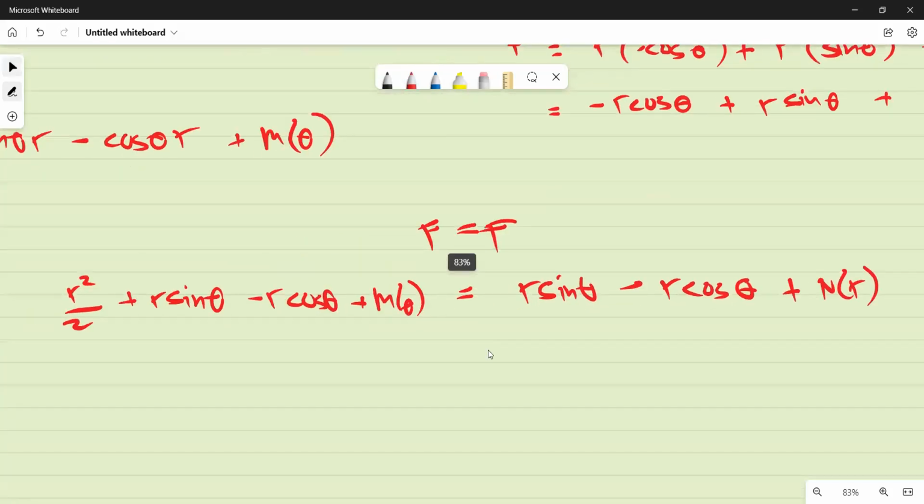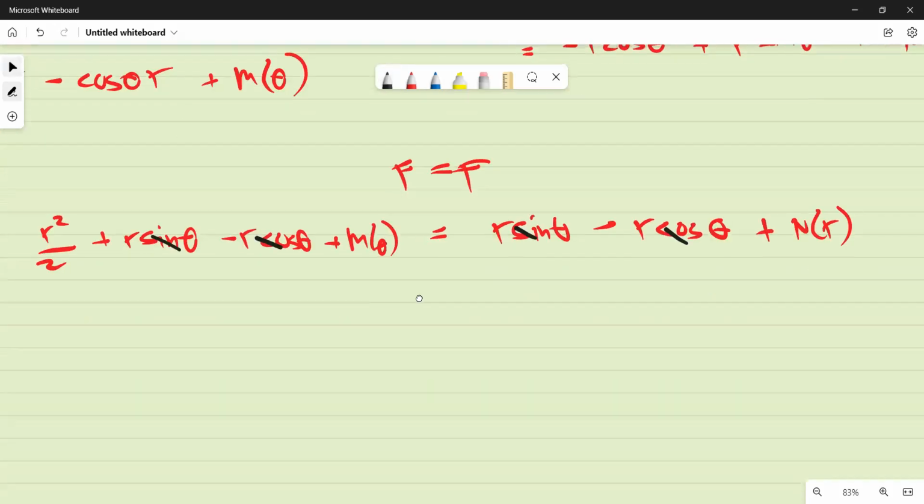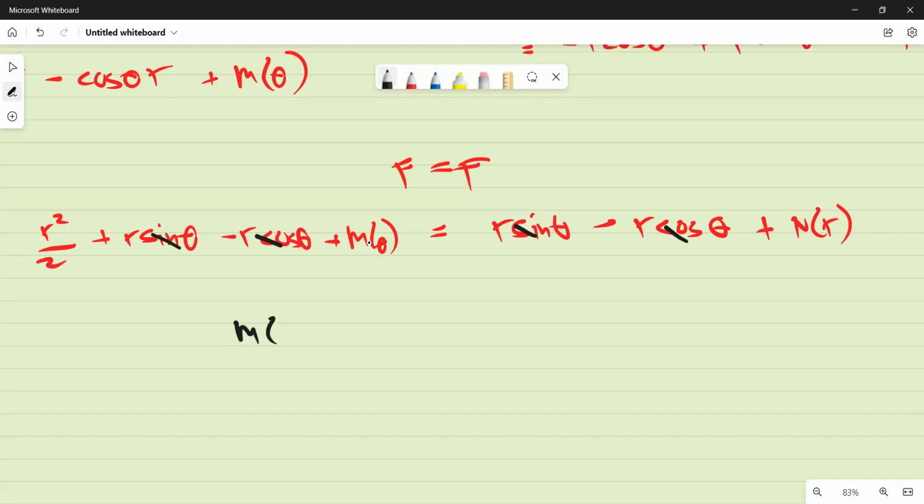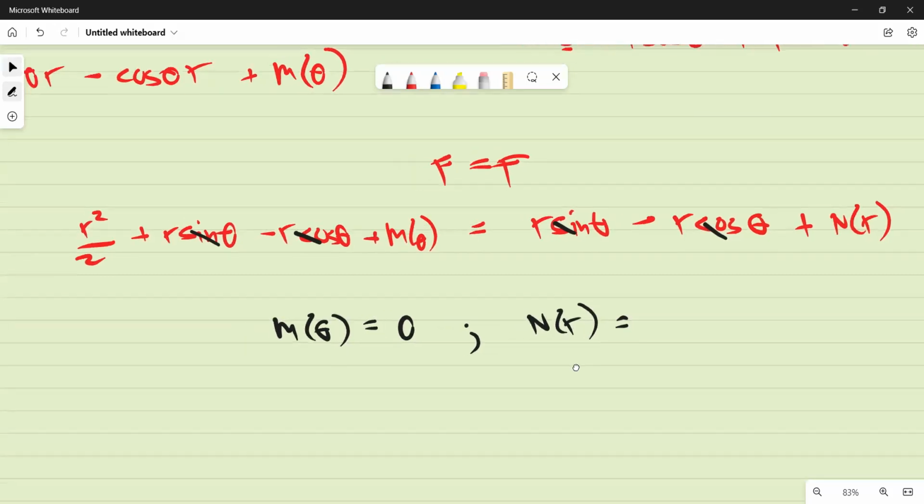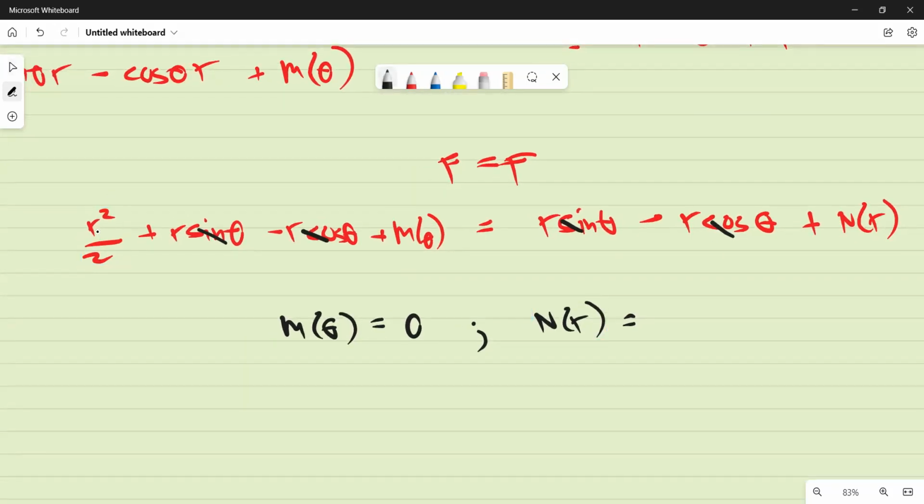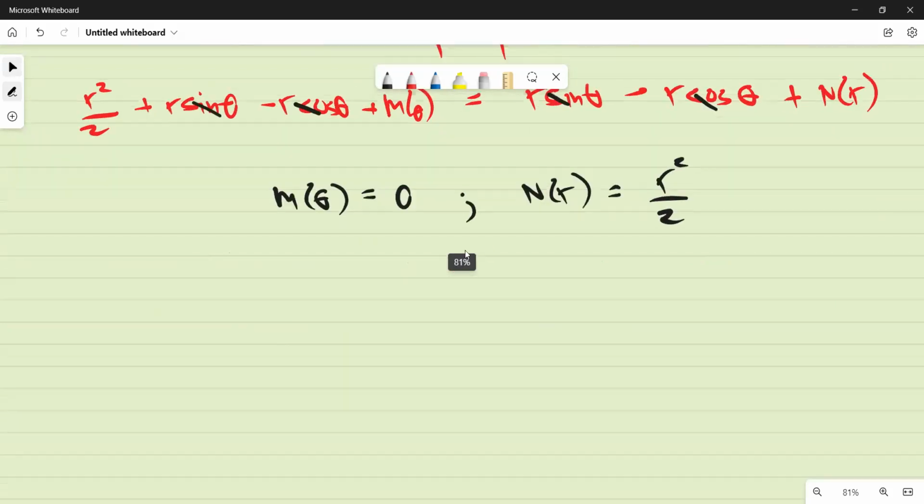Now, using similar equations, ano yung pwede natin i-compare dyan? Pareha silang may r sine, so pwede nating i-omit muna yan. Pareha silang may negative r cosine. And please take note, kailangan natin ng function na with respect lang sa theta sa kabila. And kung mapapansin nyo, wala. We cannot see. So that is 0. And yung in terms of n of r naman natin, or a function with respect to r, or pure r only, meron dito sa left side. So that is equal to r squared over 2. Again, either of the two, pwede nyo gamitin para ma-complete yung f. And that is our general solution.